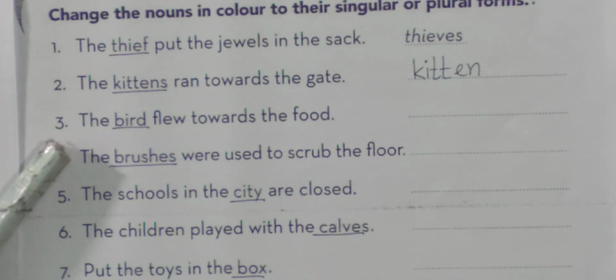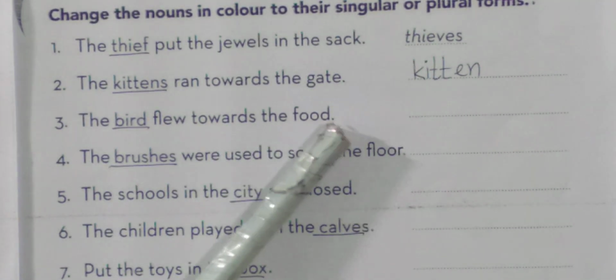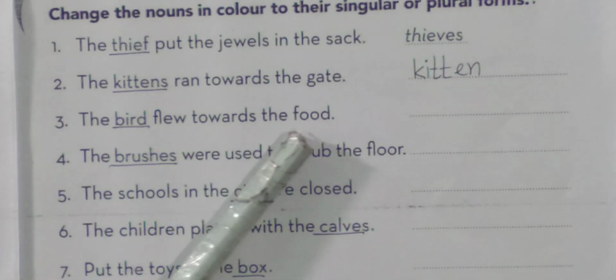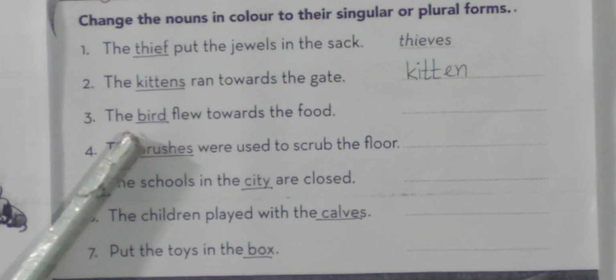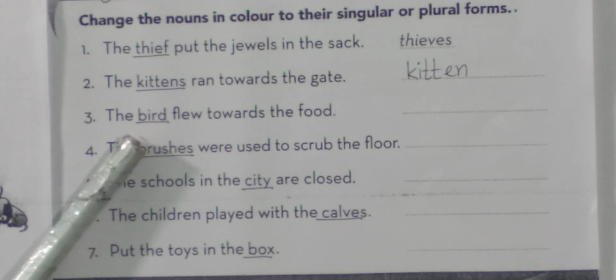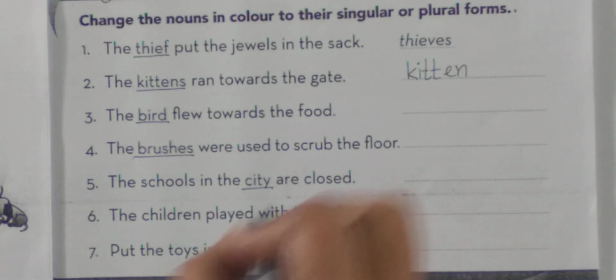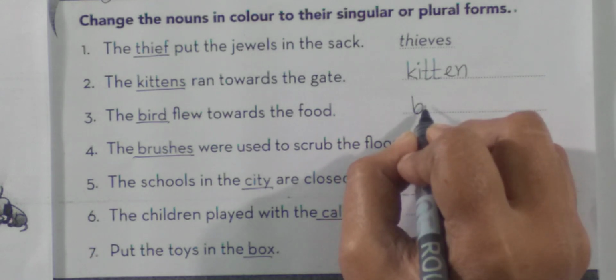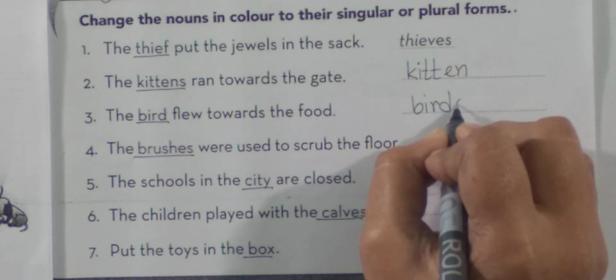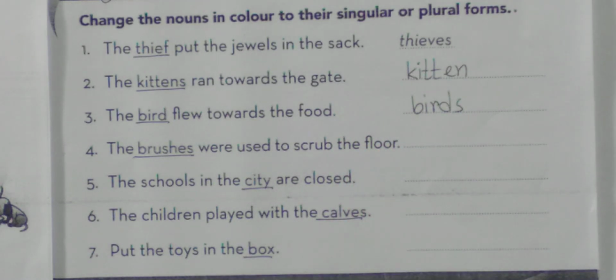Now number 3, the bird flew towards the food. The bird is in singular form, right? So what is the plural form? Yes, all of you know it, right? It will be birds. The birds flew towards the food. We will just add s.